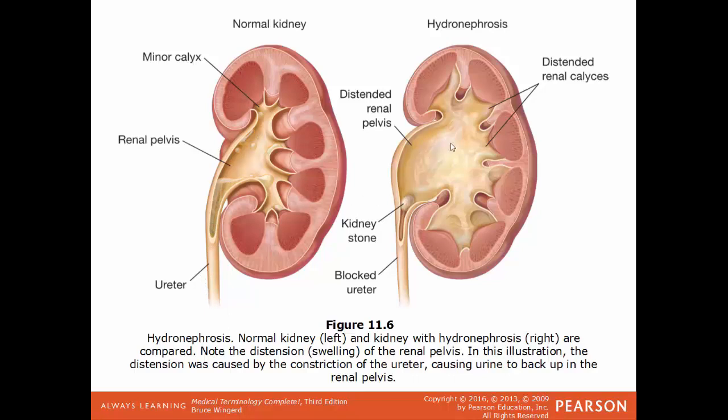But with hydronephrosis, the drainage isn't working correctly, usually due to some kind of blockage like a kidney stone. So fluid will build up more and more here in the renal pelvis. So that causes the pelvis to become distended, which will cause the organ to become distended.